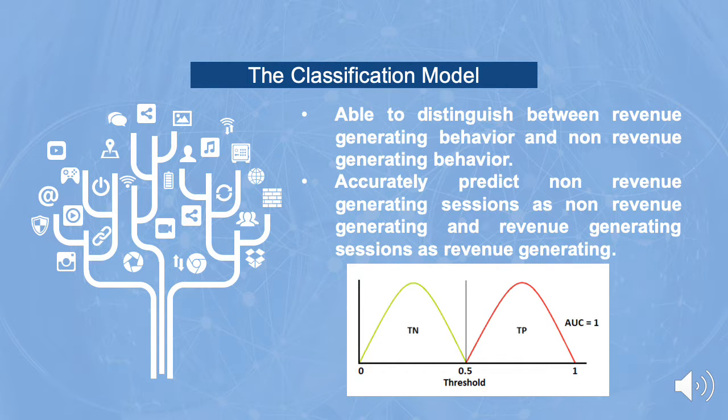The main goal of the classification model is to distinguish between revenue and non-revenue generating behavior. That would mean that it could perfectly tell one from the other and label them accordingly. So it would label revenue generating as revenue generating and non-revenue generating as non-revenue generating, so that the marketing strategies that we develop for each of these users does not go to waste.